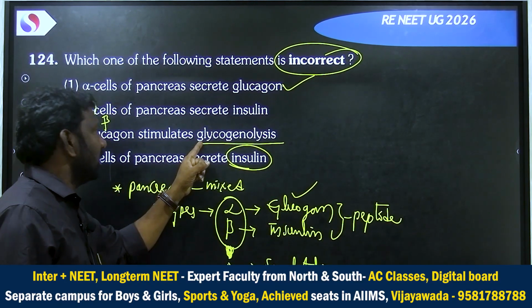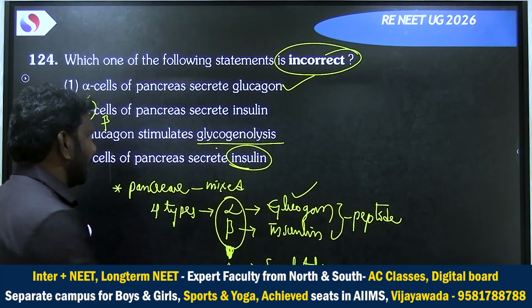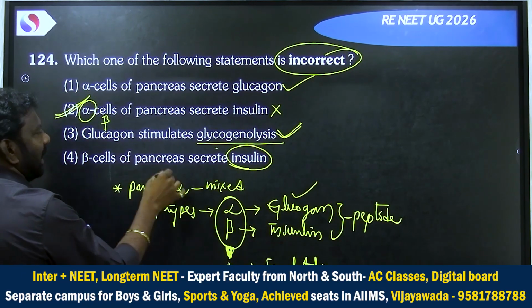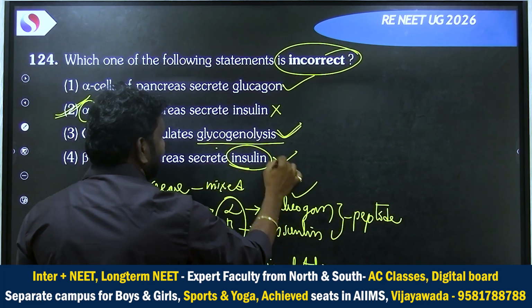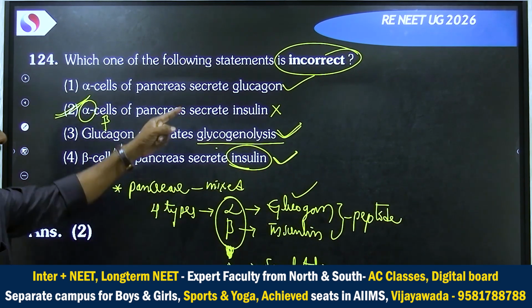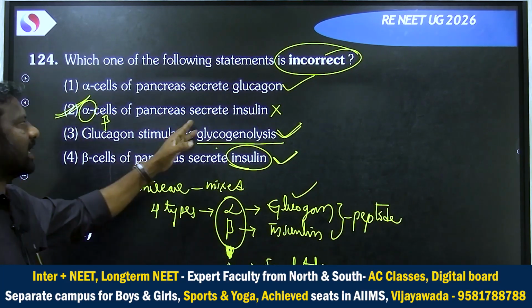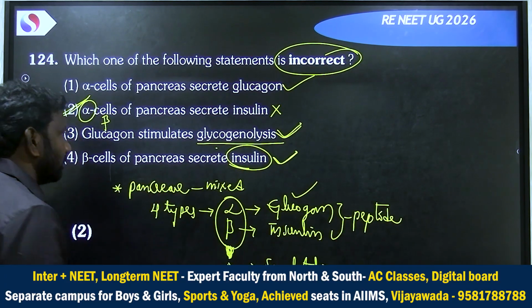Glucagon stimulates glycogenolysis. Again, this statement is also right. And the next one, beta cells of pancreas secrete insulin. This statement is also right. But they are asking which statement is the incorrect one. That is, alpha cells of pancreas secrete insulin is the wrong one.